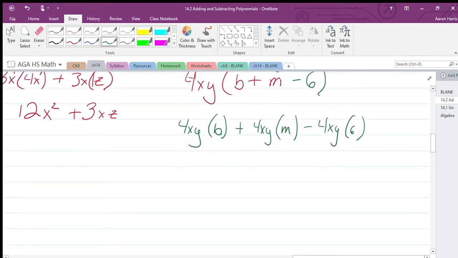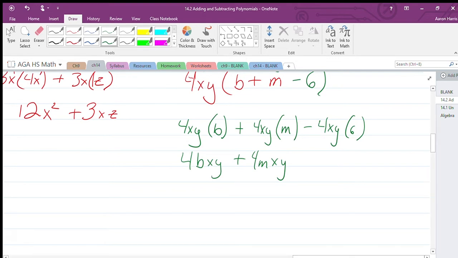So 4xy times b. That's nothing more than, and now, here's one thing about variables. When you're putting it in, you always go with the highest power first. Then you make sure that it's in alphabetical order. So which one goes first? Well, of course, b, and then xy. Now I got 4xy times m. So 4m x times y. All I'm doing is saying 4 times m times x times y. And I put them in alphabetical order.